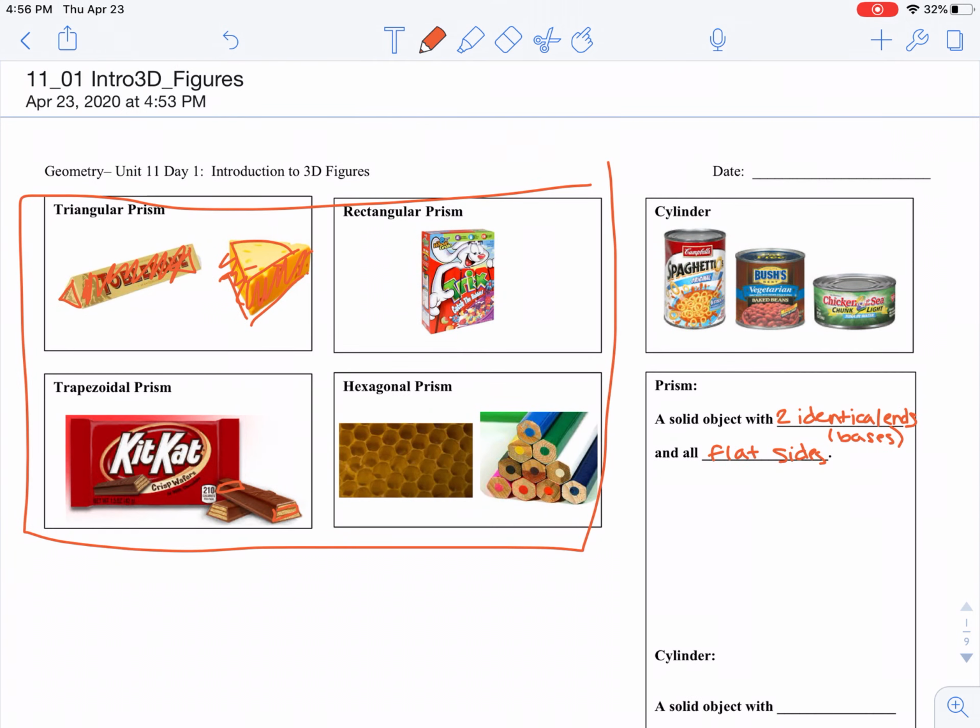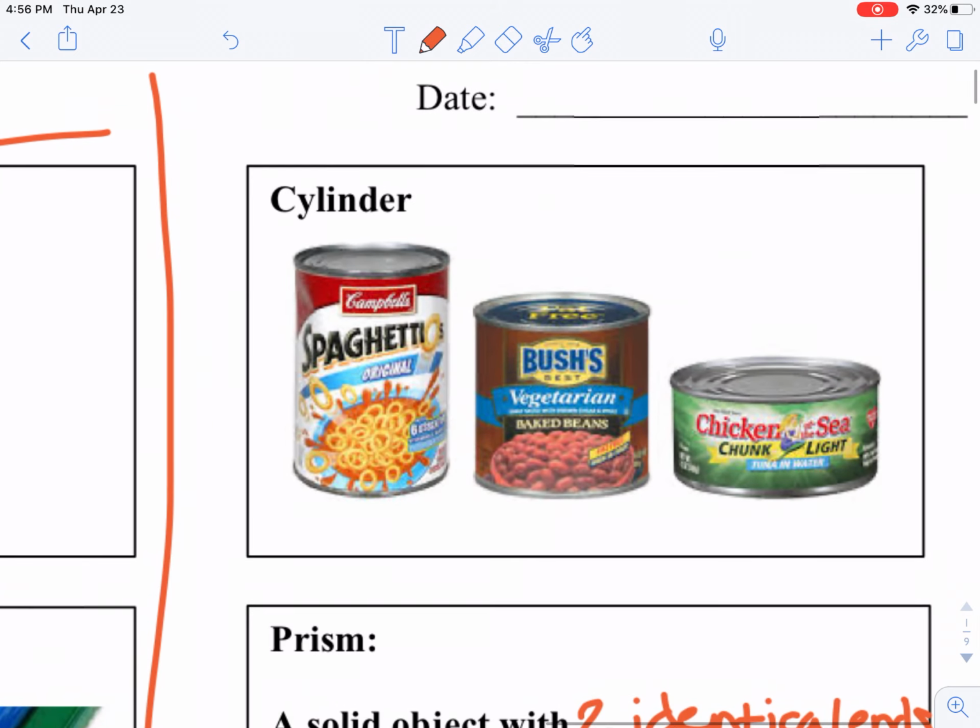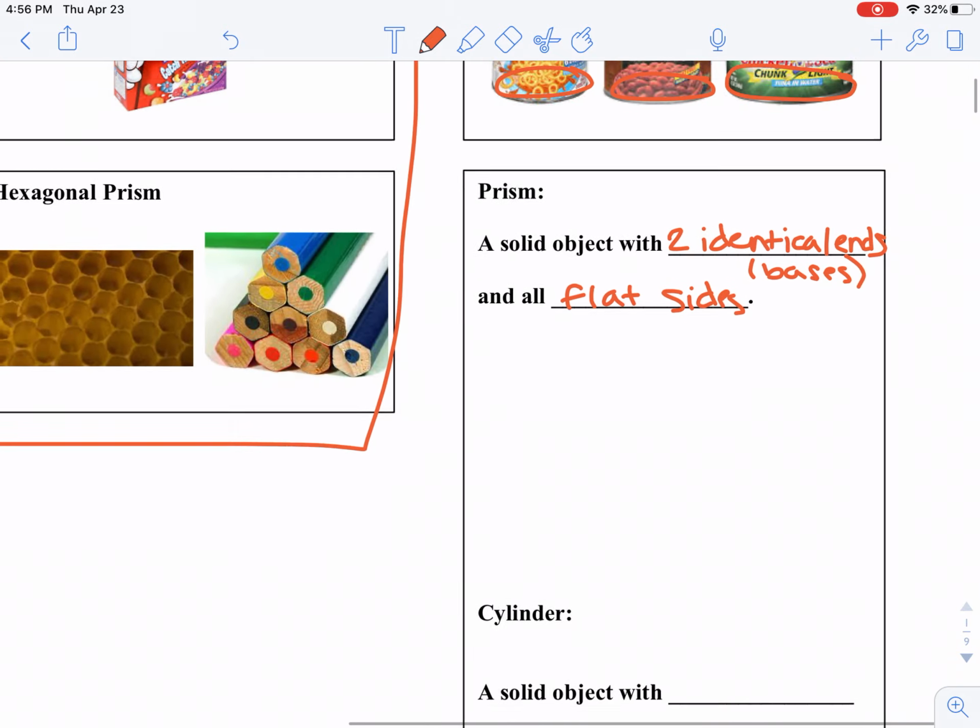Okay. Now, you're going to notice later on that the formula for the volume of a prism and the formula for the volume of a cylinder are very, very similar. And the reason is, in a cylinder, we again have two identical ends, right? The only difference is in a cylinder, these ends are specifically circles. So we have in a cylinder two identical ends that are circles.